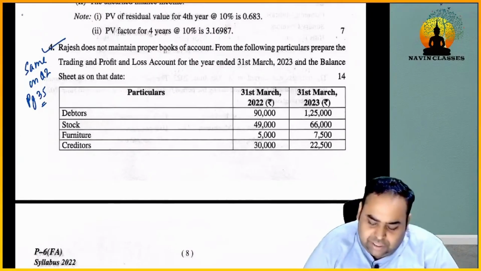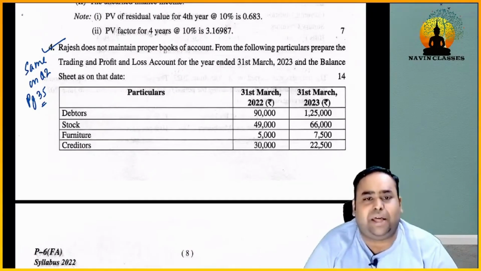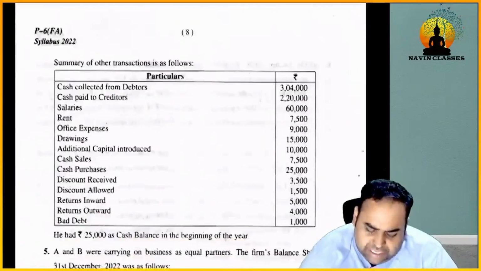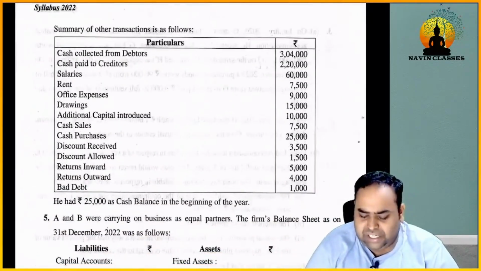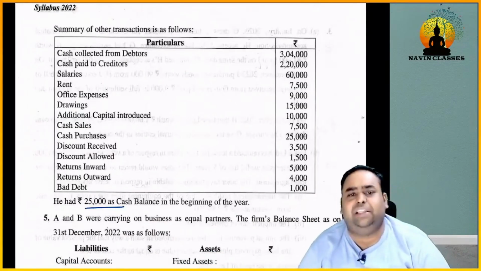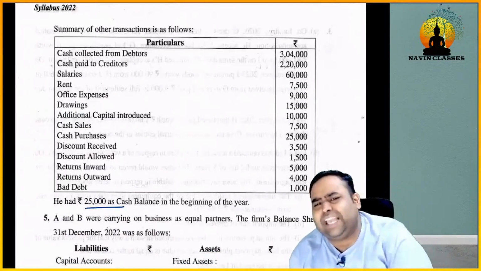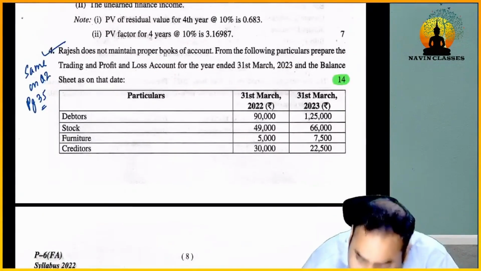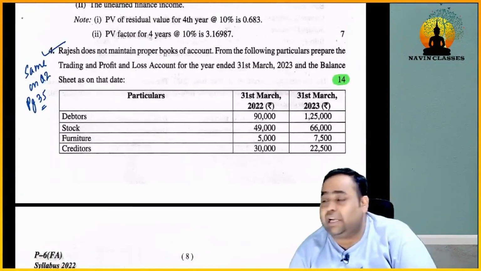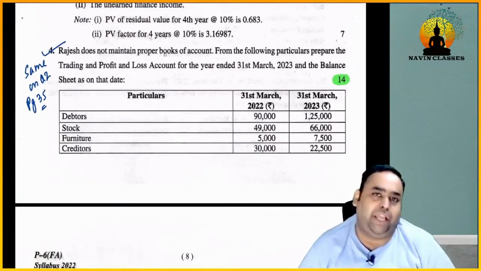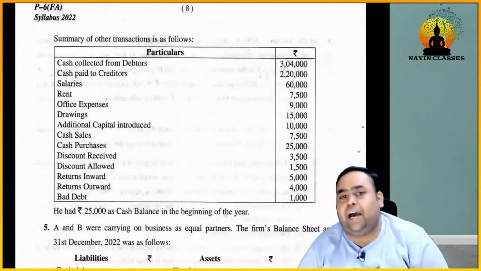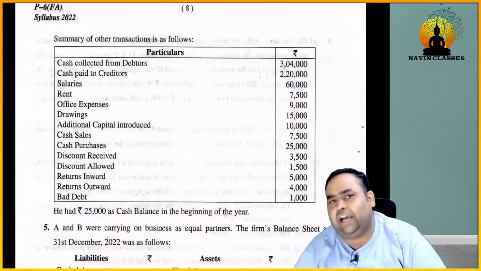Balance for debtors, stock, furniture and creditors is given. I think an extra 0 might have been added to it. Cash collected, cash paid, salary, rent, office expenses and more are below. Cash balance is 25,000 at the beginning of the year. It is exactly similar. It's worth 14 marks. This question appeared in December 23 exam. There's only one difference, and the given figure for each particular has an additional 0 added to it, alright?